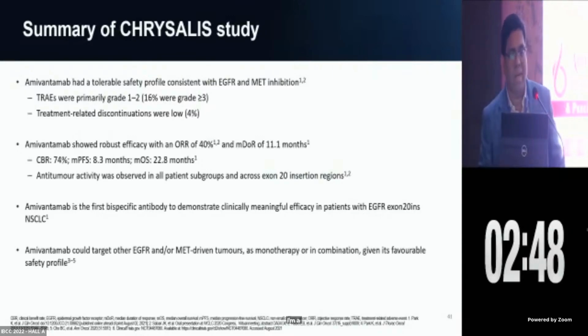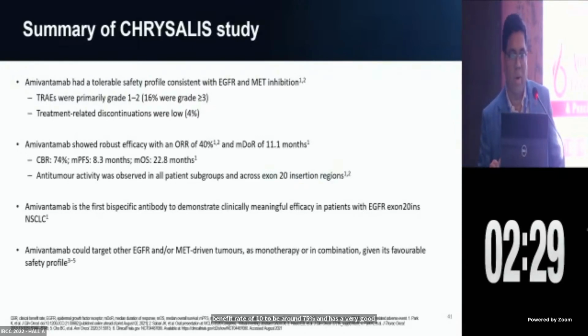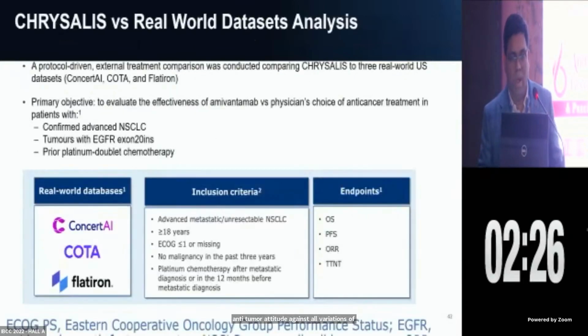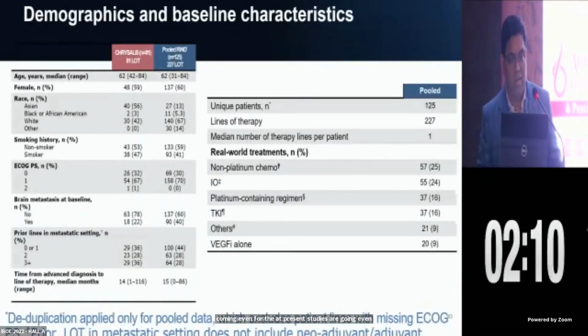So the summary was that it has a low amount of side effects, 16%. Discontinuation rate was only 3%. Dose reduction was required in around 10% of patients. It gives you a response rate of around 40% and a clinical benefit rate of around 75%, and has very good anti-tumor activity against all variations of exon 20 insertions. And this could be a potential target to be used in exon 20 insertions. Actually, studies are going on at present even for the first line setting and for the post-osimertinib progression setting.